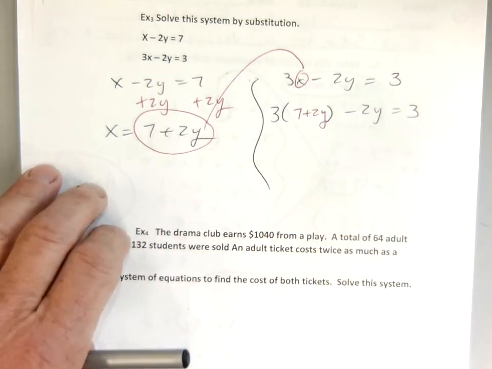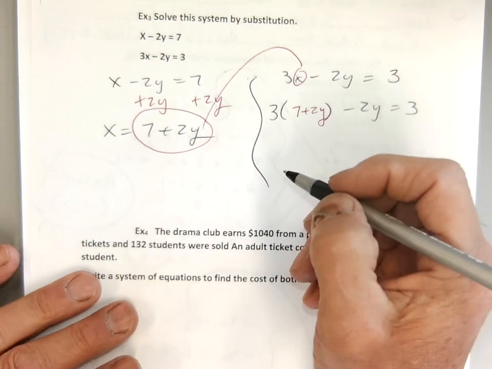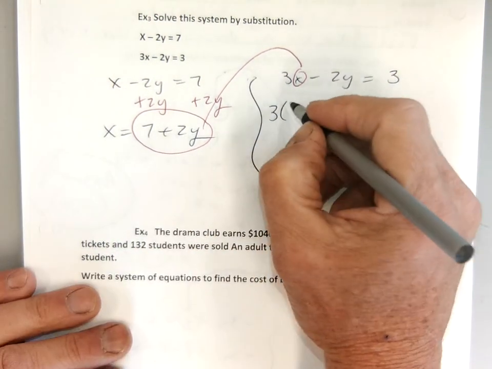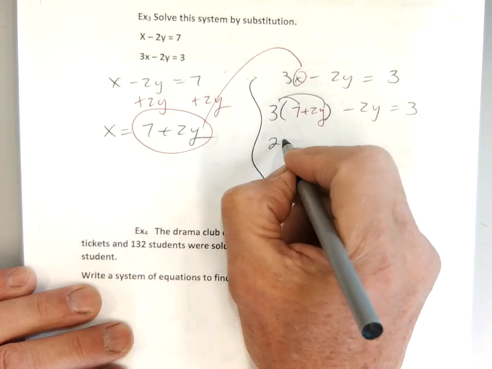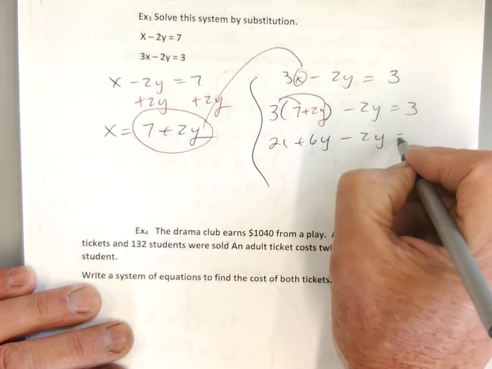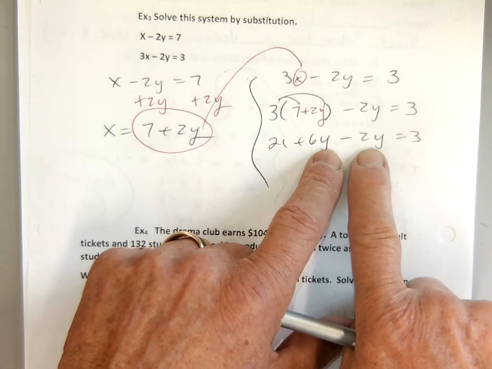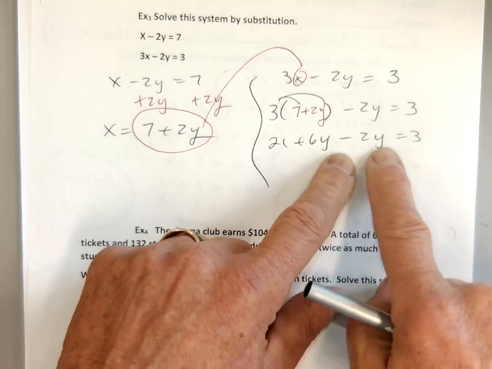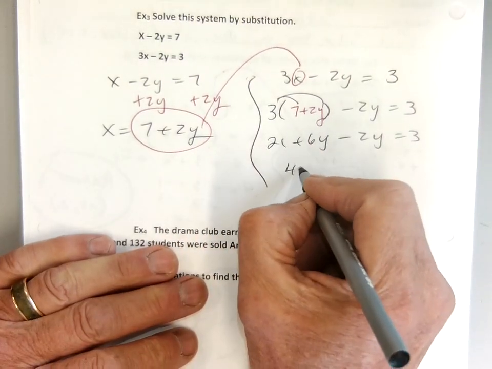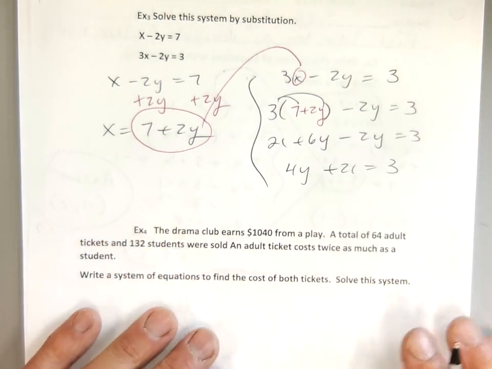And now I'm going to simplify. This time I will have to distribute. I can do that, that's not a big deal, right? I'm going to go that times that: 21 plus 6y minus 2y equals 3. How am I doing? 6y minus 2y, let's make that a 4y. 4y plus 21 equals 3.